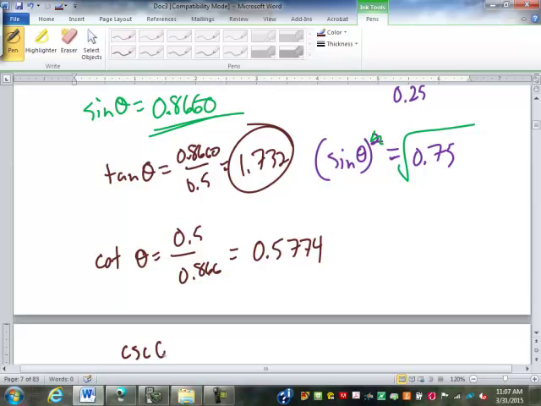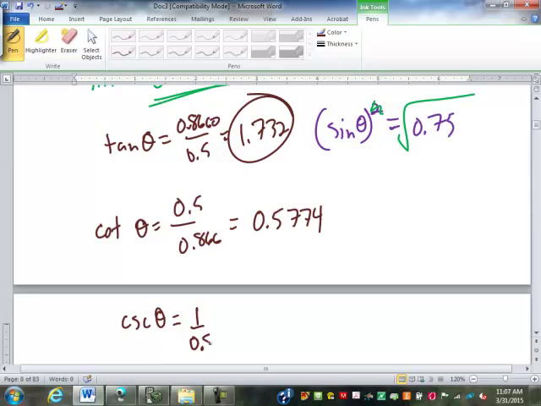How about cosecant? That's one we haven't done yet. What's 1 divided by sine? So 1 over 0.866 or 1.15. Not horrible? You just gotta have all the formulas. There you go.